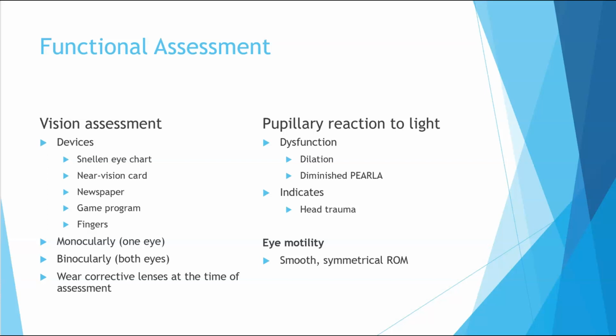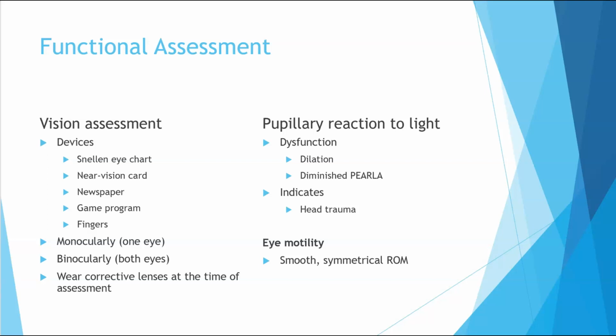And then when we're looking for PERRL, pupils equal and reactive to light, we want to make sure that they are reacting equal and bilateral. So we're going to check one eye and then also check the other. If it's not doing that, or if one eye is more slowed or delayed in reaction, we're worried about some type of head trauma.